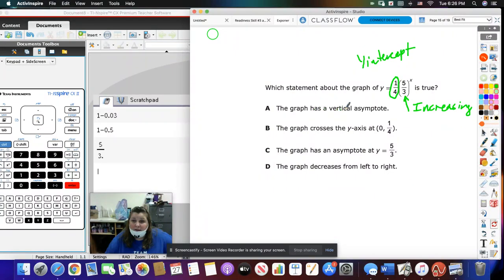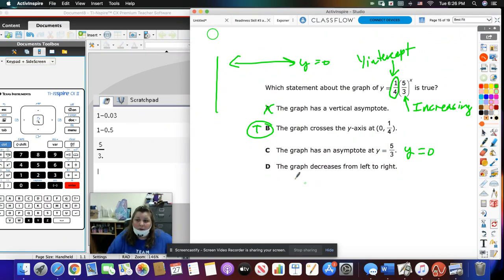The graph has a vertical asymptote. Vertical is up and down. We said the asymptote is going this way, y equals 0, so that's false. The graph crosses the y-axis at 0 and 1/4. The y-axis is the y-intercept. That's true. The graph has an asymptote at y equals 5/3. No, y equals 0 every time. That's false. The graph decreases from left to right. No, it's increasing because the top number is bigger than the bottom number. It's increasing, not decreasing. So therefore the answer should have been B.